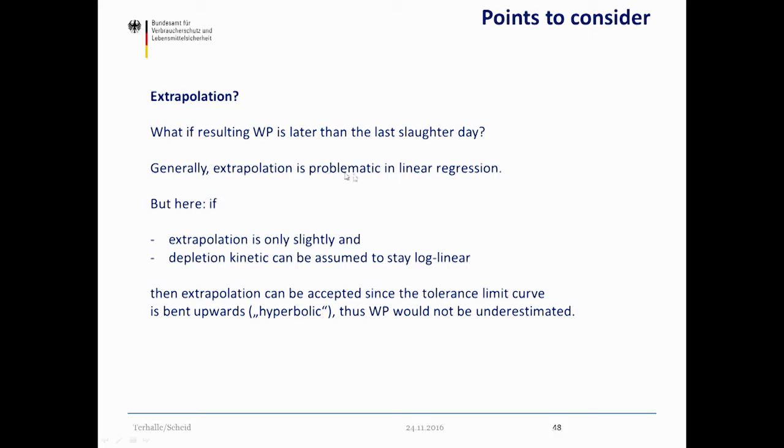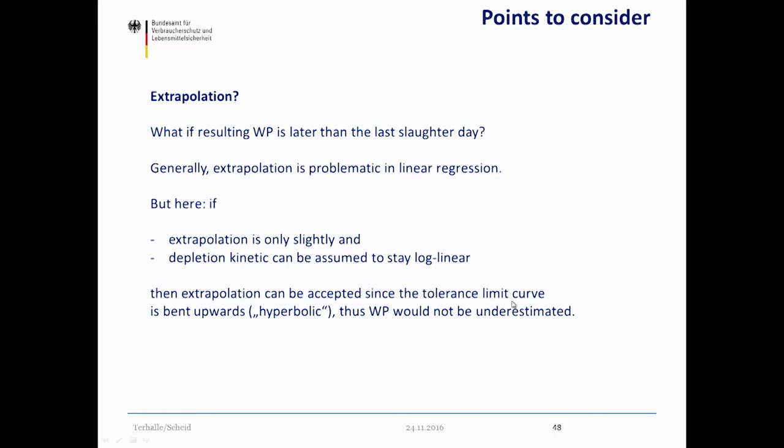Generally, extrapolation is problematic in linear regression, but we would sometimes accept slight extrapolation because we can reasonably assume that the kinetics will stay linear once we have checked that it's linear. But it's just an assumption. Extrapolation is not a proof. You cannot prove that it's correct.